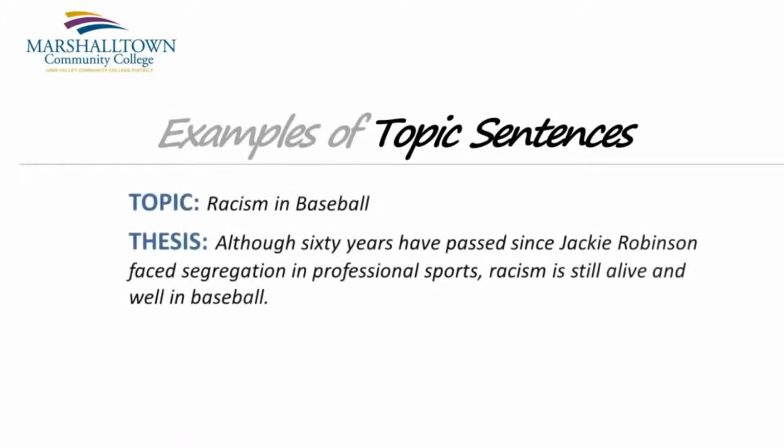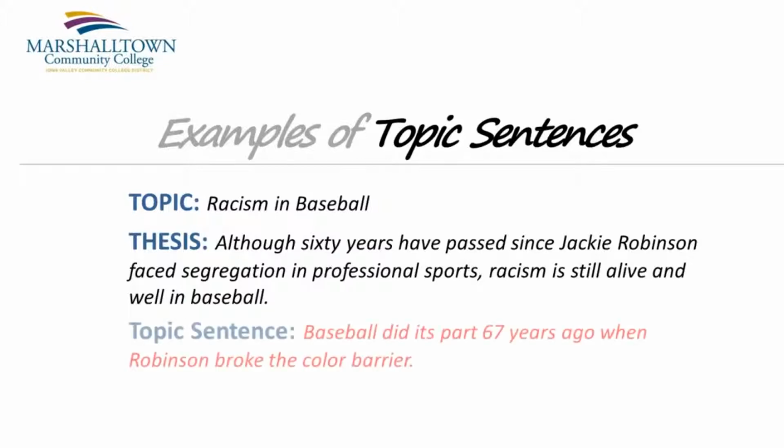In my example about baseball and racism, the first paragraph of my essay might start with this topic sentence. Baseball did its part 67 years ago when Robinson broke the color barrier. From here, I would write another 8 to 10 sentences about Jackie Robinson and his significance in regard to racism in baseball.